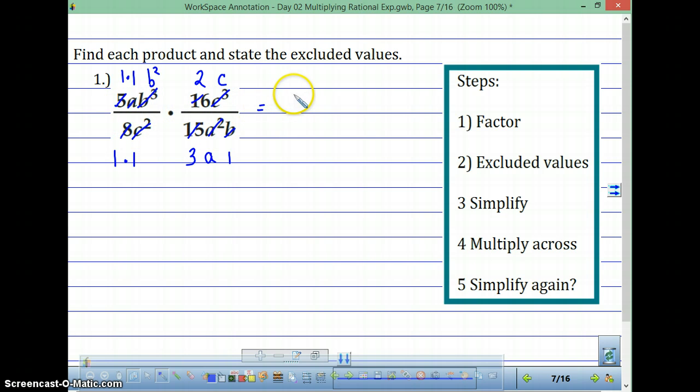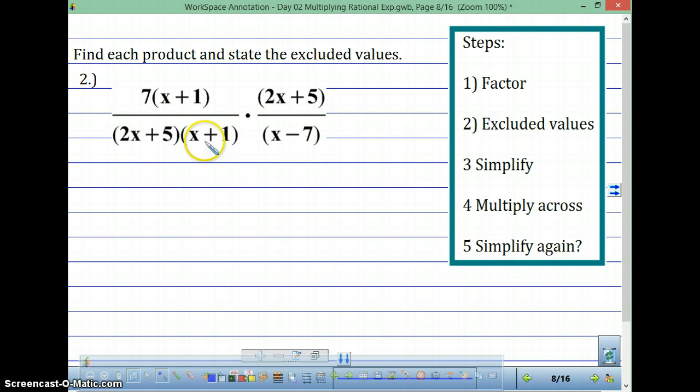So my answer is, do I have anything hidden in here that I haven't canceled? No. I end up with 1 times 1 times 2 is 2, and then I'm going to put my b squared c over, now I multiply the denominator. 1 times 1 times 3 times 1, that's just 3a. I check. Is there anything I missed? Could I simplify again? No.